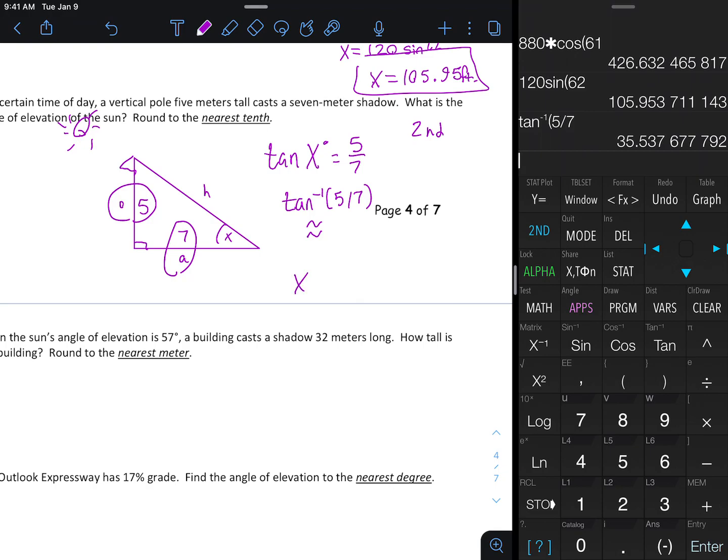So let's say 35.5 degrees right there, and that'll be good.